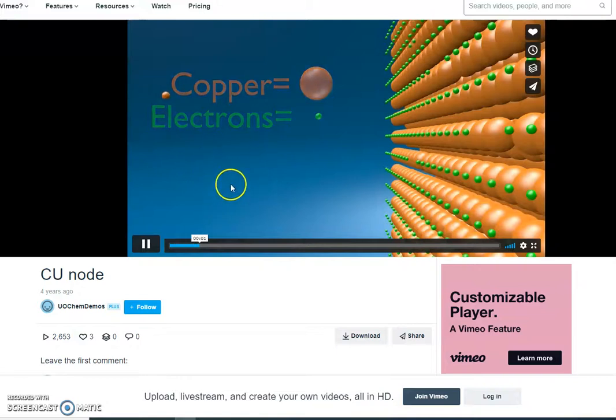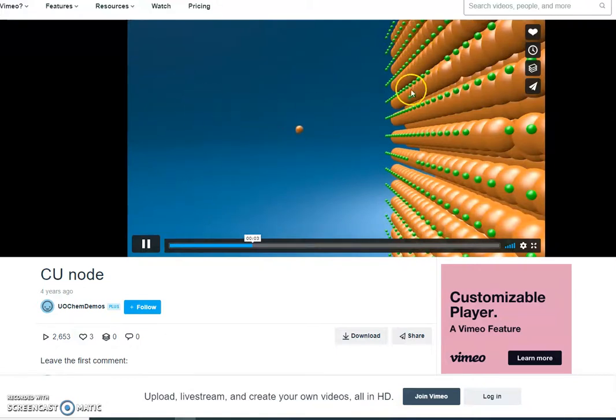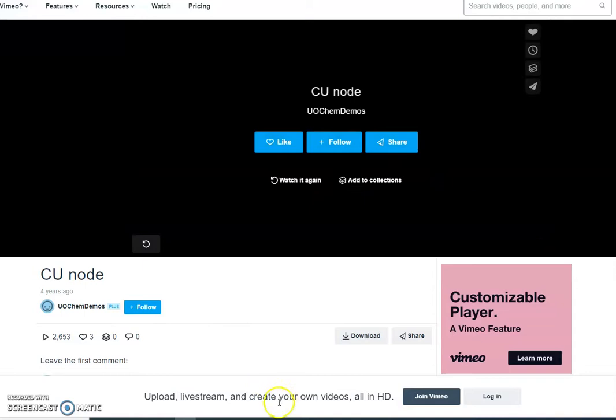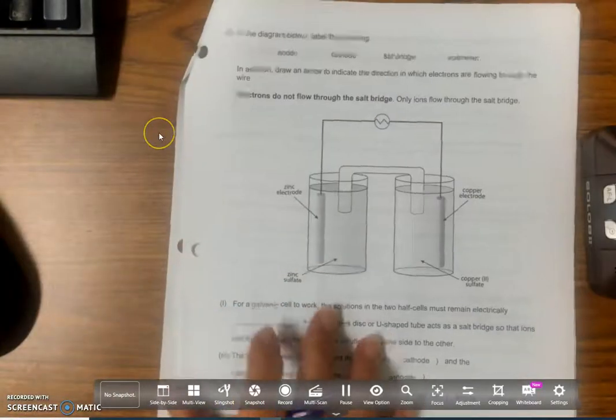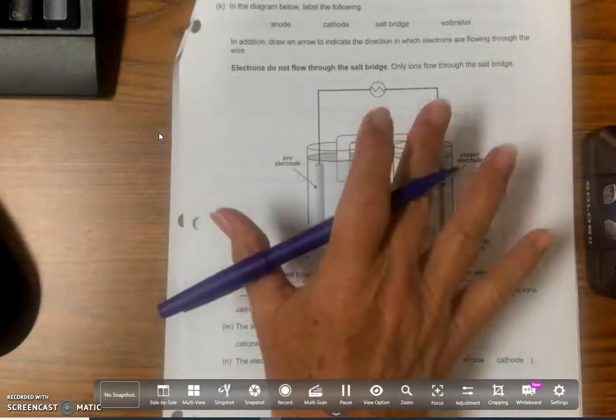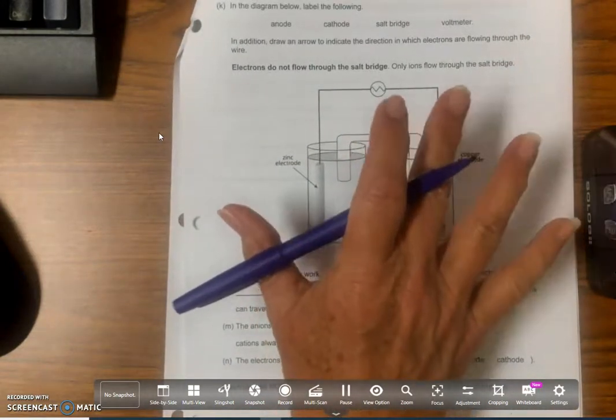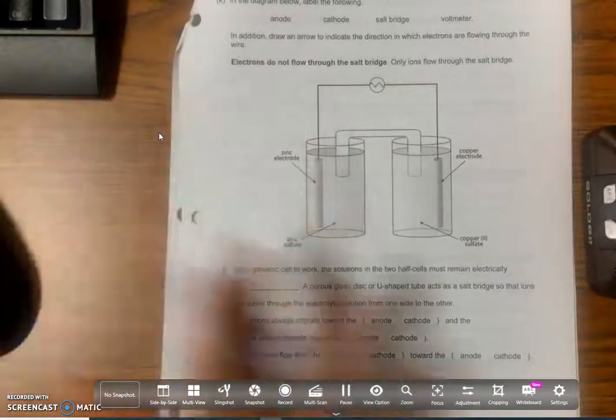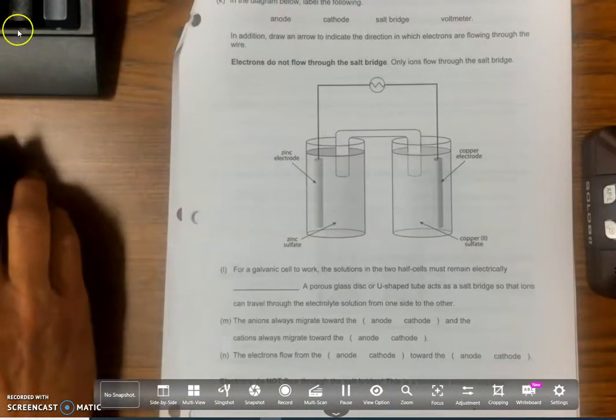I've got Cu2+ ions. There are the electrons from the zinc coming around, and those copper ions are going to pick up those electrons and become copper metal, and then more and more copper metal is going to sit on that electrode. So I'm going to stop the video here because what we want to do is very slowly and very carefully diagram this whole system for us to fully understand the cell.